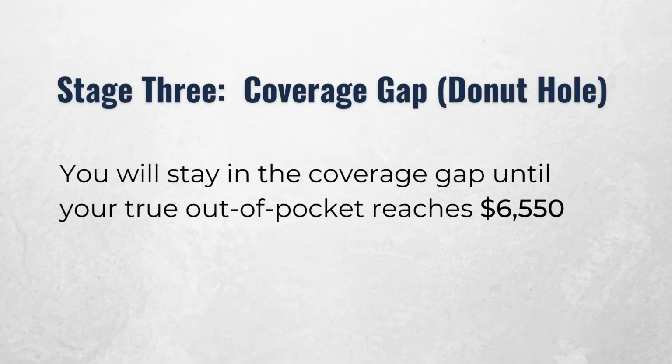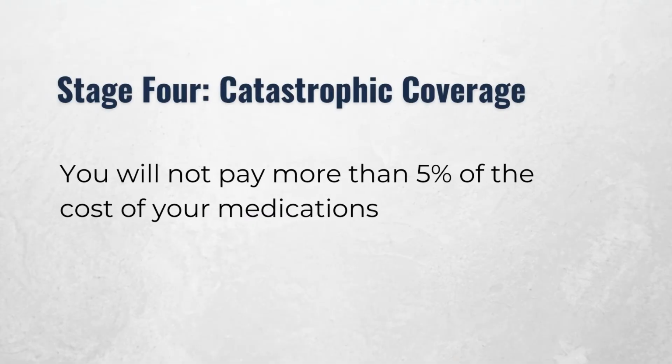Now, 25% of the cost of medications can be a lot for prescriptions that are really expensive. And so it's possible that your generics will go down during the coverage level, but your brand names will more than likely increase in price during your coverage gap. Now, you stay in the coverage gap until your true out-of-pocket cost reaches $6,550. If your medications ever reach $6,550, then you fall into the last stage of coverage in a given year called catastrophic coverage. When you're here, you're not going to pay more than 5% of the cost of your medications.